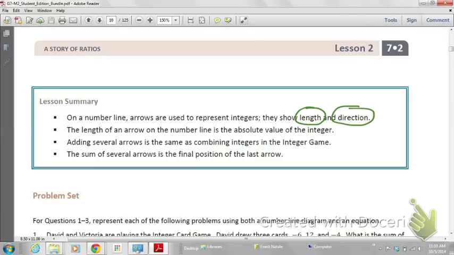Again, positive numbers move to the right, negative numbers move to the left. The length of an arrow on the number line is the absolute value of the integer. Here we go again: length of arrow on a number line, absolute value of the integer. Now, adding several arrows is the same as combining integers in the integer game. And the sum of several arrows is the final position of the last arrow. It's kind of like your destination.